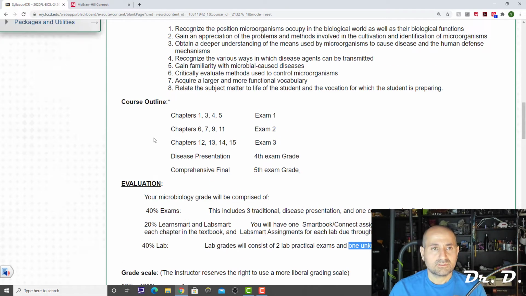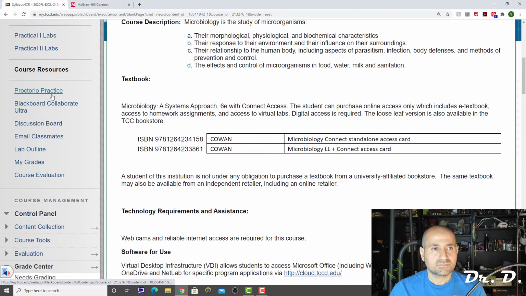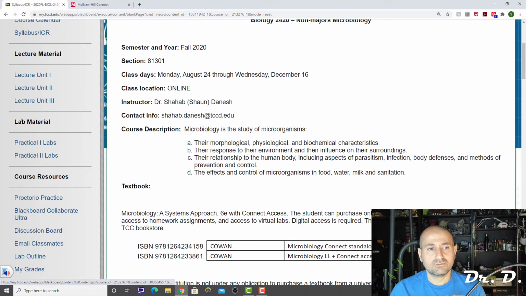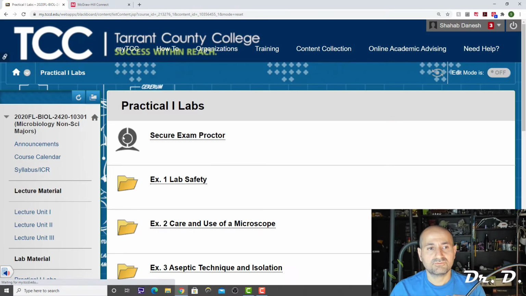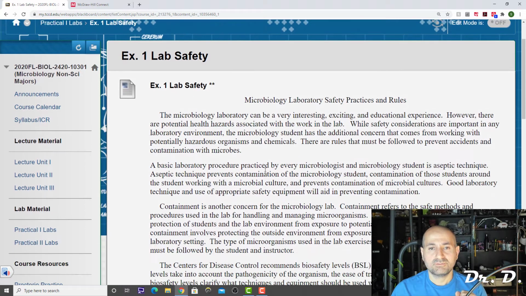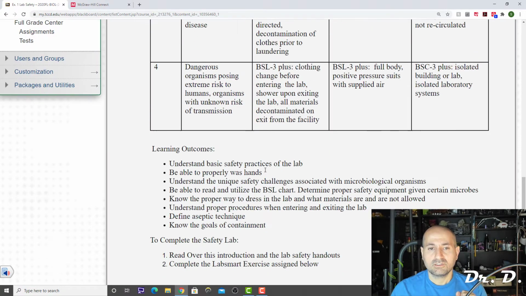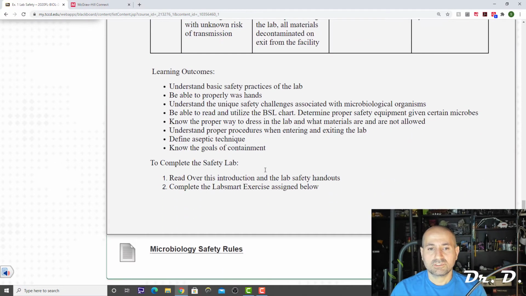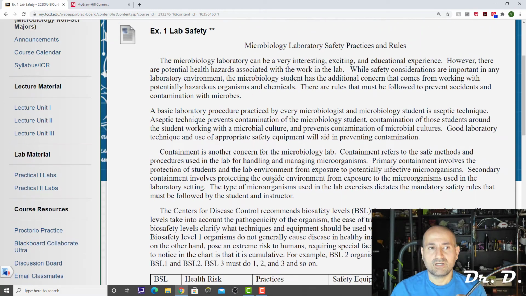What else? So let's look at this. Let's look at the lab materials. So lab materials, practical 1. This is to prepare you for the first practical exam out of 2. So click on experiment 1, lab safety, and just read through lab 1. That's what we're going to do this week. We're going to read through lab 1.